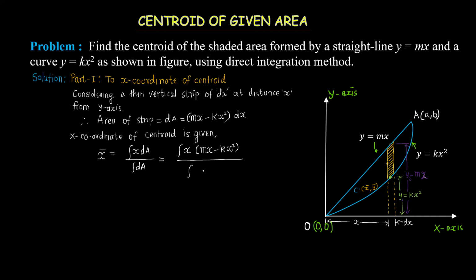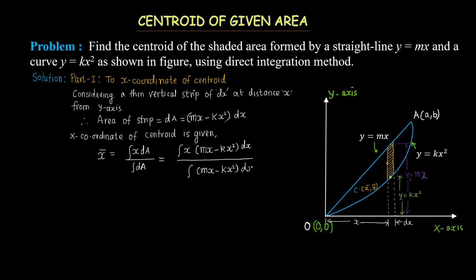So again, integration of area, that is mx. Over here dx is also there. dx part has to come. Similarly, the denominator will have only area, mx minus kx square. This value I'm writing into dx. Now the important thing is the limit.